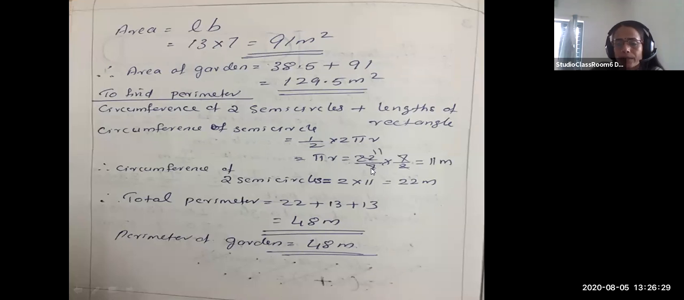So 22 by 7 into r, which is 7 by 2. So circumference of a semicircle is 11 meter. We have two such. So 2 into 11, 22. So the total perimeter is 22, which means circumference of those two semicircles, plus 13 plus 13. What are this 13 and 13?